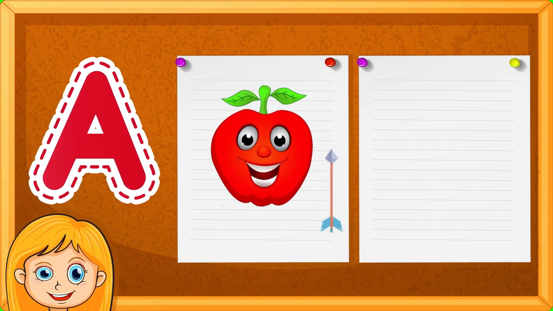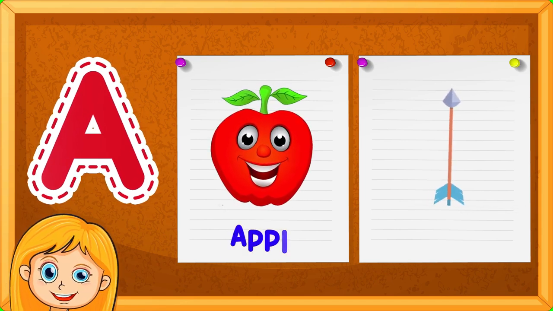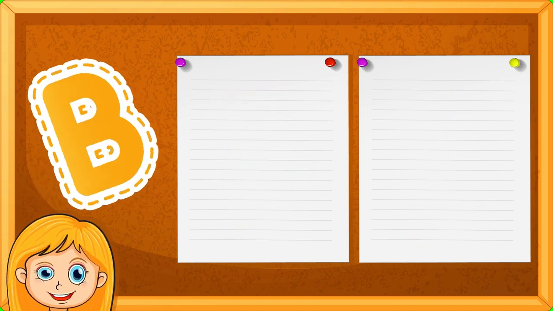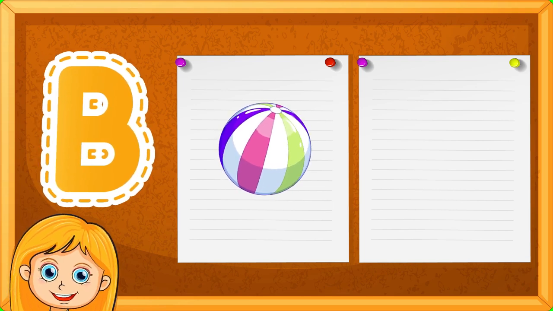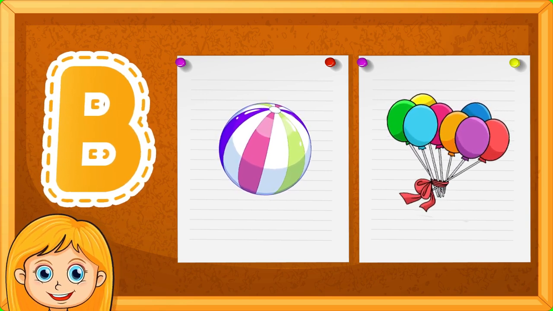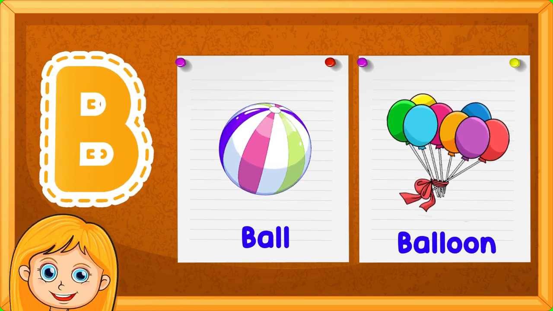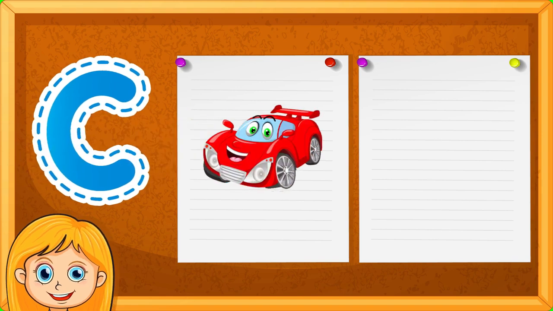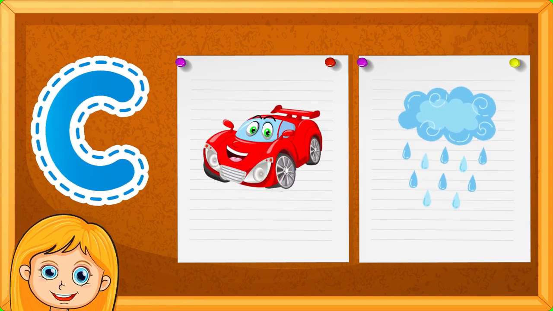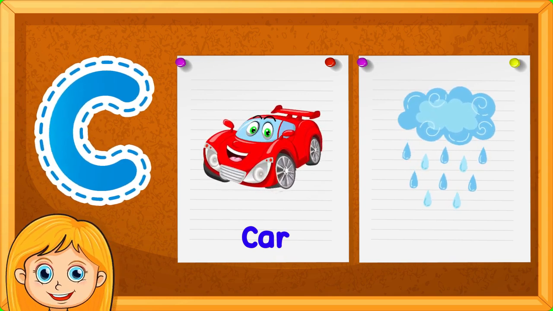A is for apple. A is for arrow. B is for ball. B is for balloon. C is for car. C is for cloud.